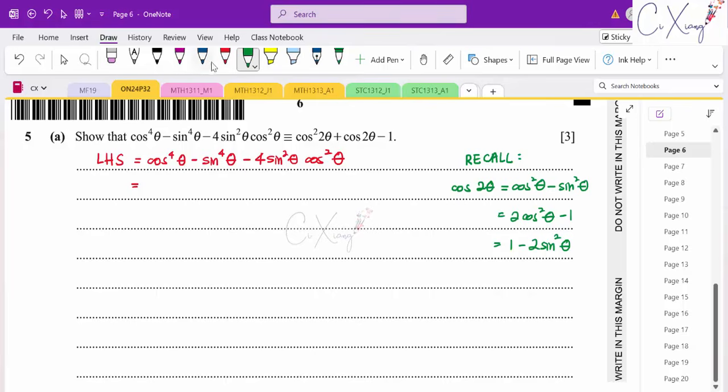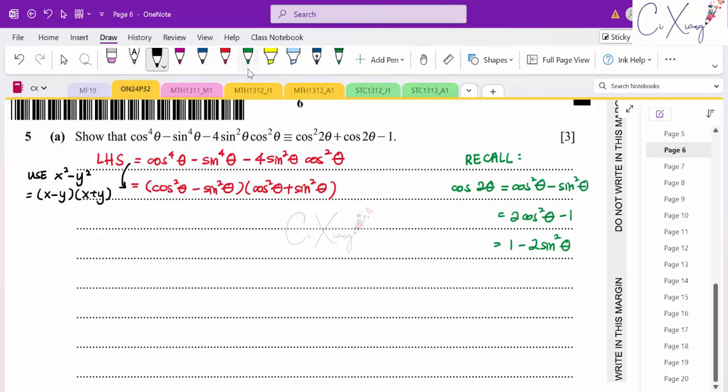So let us have a look. How can we reduce this power here, cos power 4 minus sine power 4? Basically, we can change it to cos square minus sine square, multiplied with cos square plus sine square. By changing this, I'm using one basic factor formula, where x squared minus y squared can be written as x minus y and also x plus y. So this is how we reduce the power for cos power 4 and sine power 4.